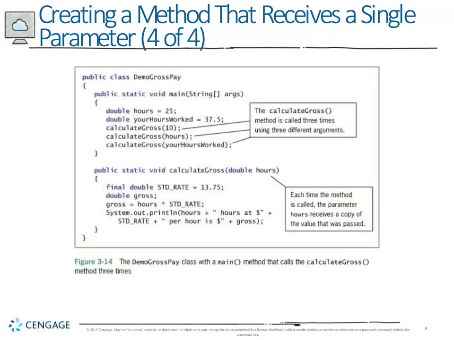Once we have defined a method, it should be called. The calling of a method in a program is simple. When we call or invoke a user-defined method, the program control transfers to the called method. In this example, in the main method, we have calculateGross. The calculateGross method is called 3 times using 3 different arguments. Each time the method is called, the parameter hours receives a copy of the value that was passed.